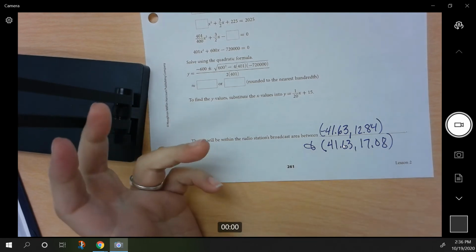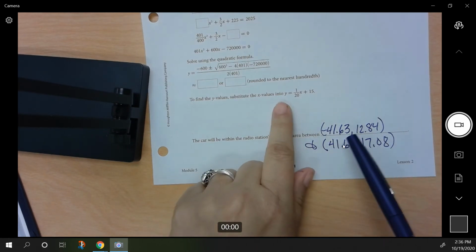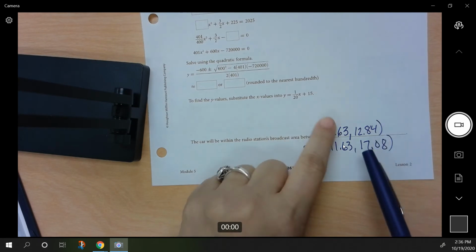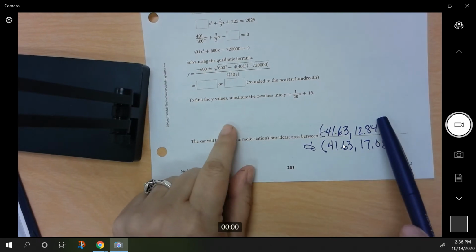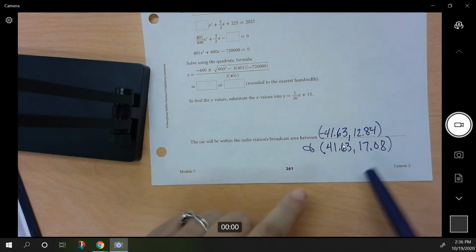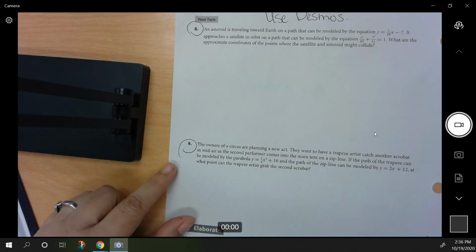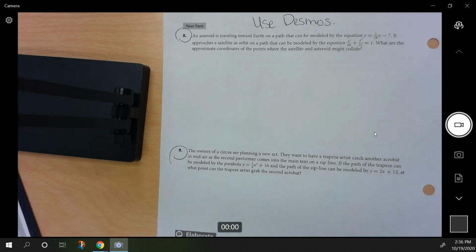So sometimes when you're driving your car and you happen to not get a Wi-Fi signal or cell phone service, this is the reason, because between a certain point and a certain point is where the signal is actually being received. Outside of that, the broadcast range is not enough. Okay, so I want you to do number 8 and number 9. And again, simply use Desmos.